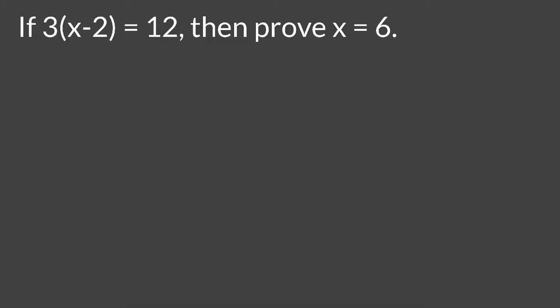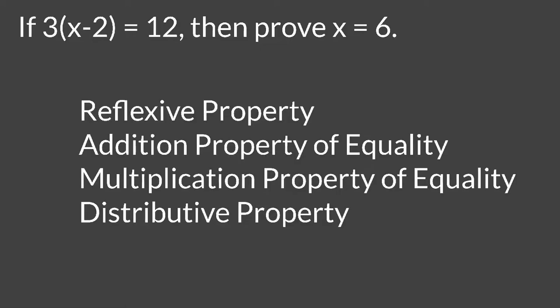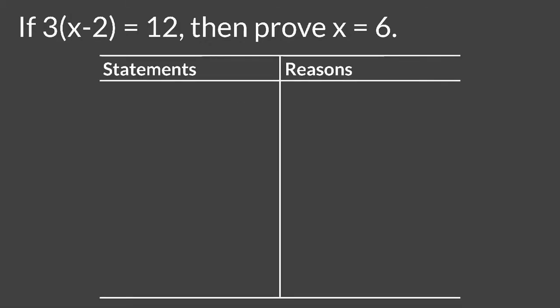Pause this video to recall the following axioms to support the statements in our two-column proof in this particular problem. Reflexive property, addition property of equality, multiplication property of equality, and distributive property. We are now ready to prove the statement above. Again, start with the hypothesis and assume it true because it is given as a true statement.